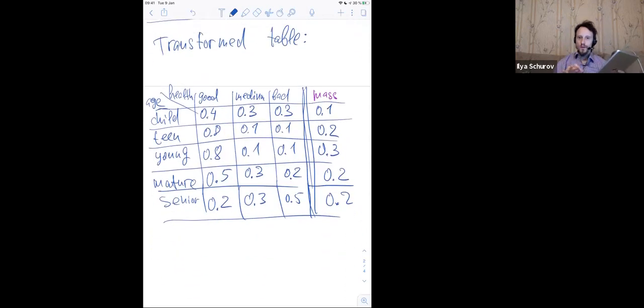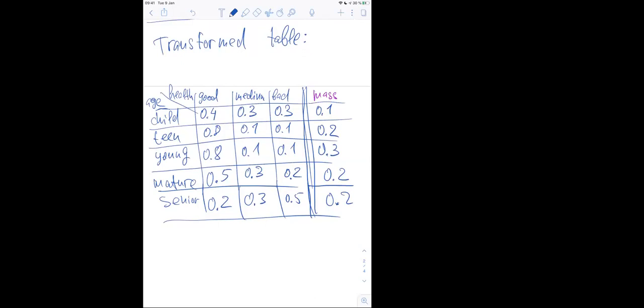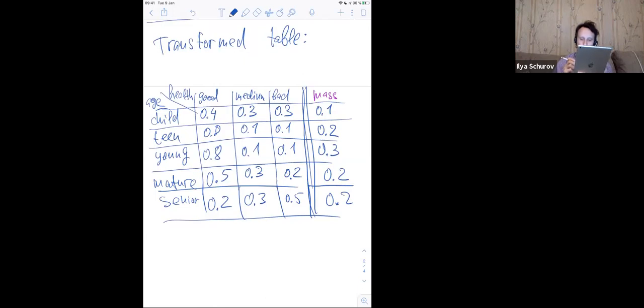Note that this new table more or less has the same information as the original table, up to some scaling of all numbers. If I multiply all numbers by some fixed value, then this table will not change. And in the column with mass, it is the amount of the age groups, yes? Yes, it is percentage. So we see that the sum of these values is one, and each value here is just proportional to the number of people of a particular age group in our sample.